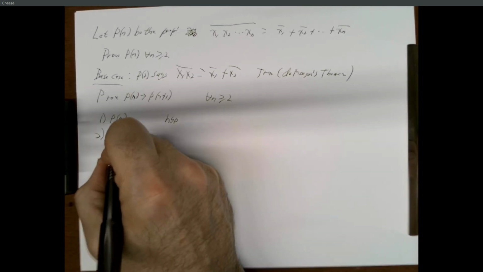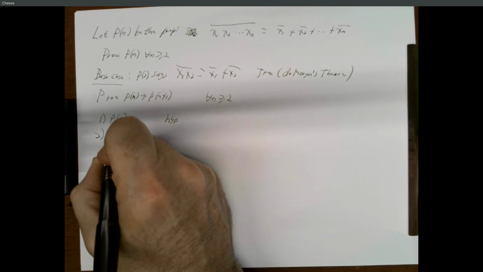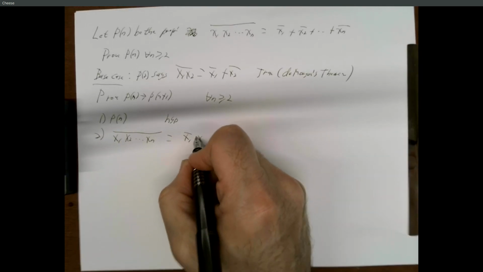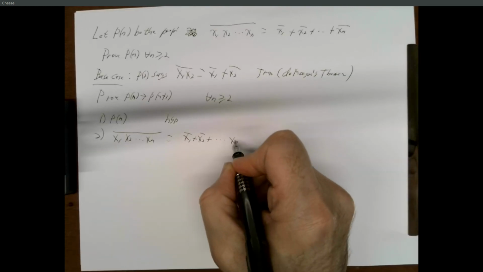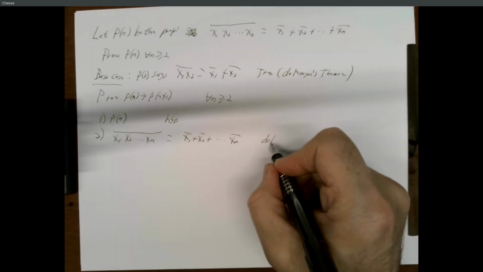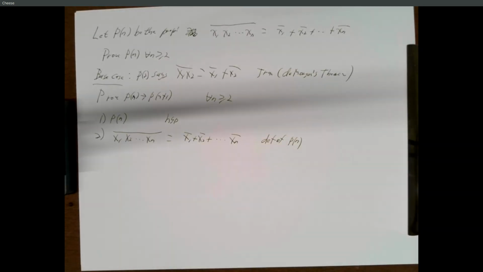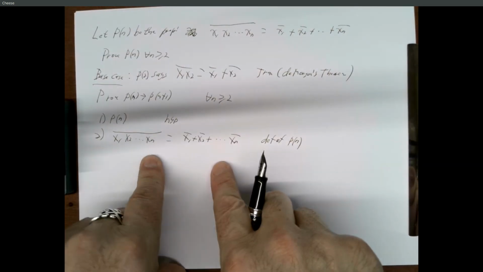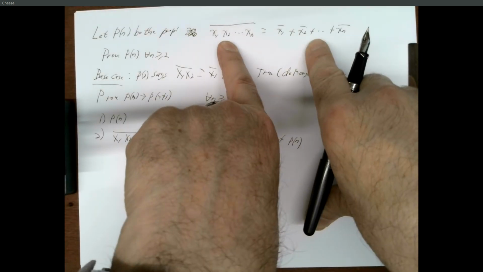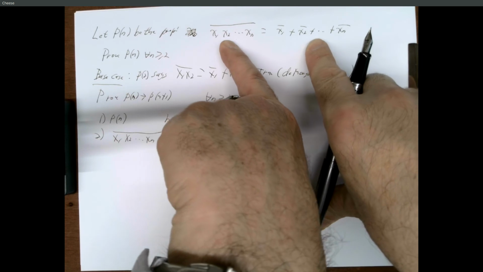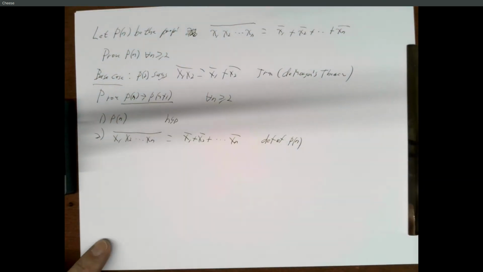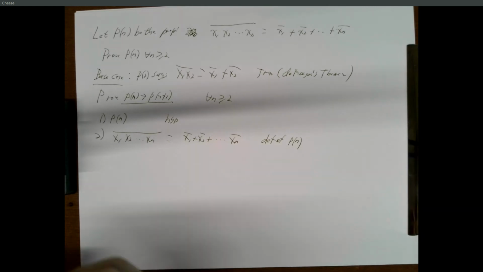Well, step 1, P of n, that's our hypothesis. Step 2, x1 x2 through xn, complemented, equals x1 bar or x2 bar or up through xn bar. That's the definition of P of n. This is what we're trying to prove, right? But we're not going after a proof of this directly. We're using mathematical induction. So right now, all we're proving is that if P of n is true, P of n plus 1 is true. We're proving you can go from n variables to n plus 1 variables. And we did that a few times already a few minutes ago. We're just going to write that down as part of our proof.